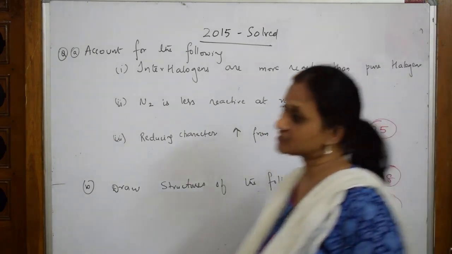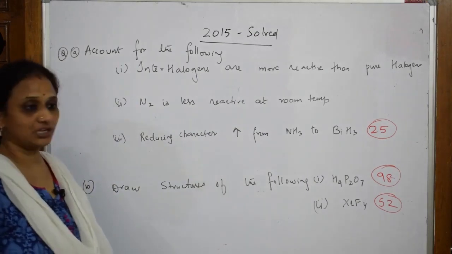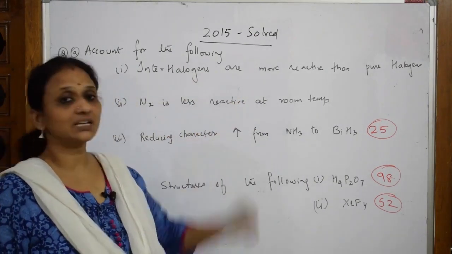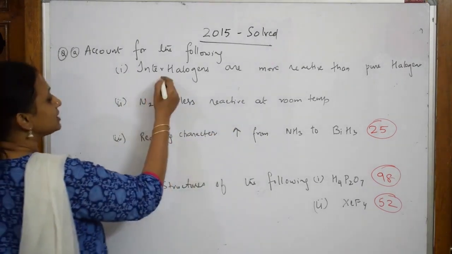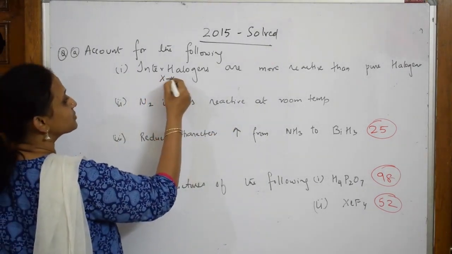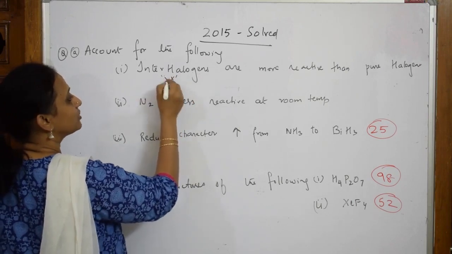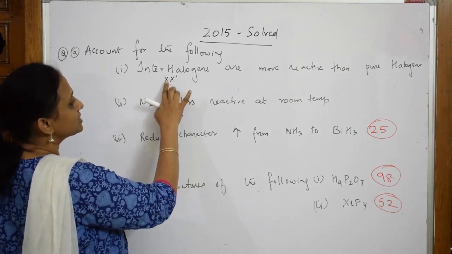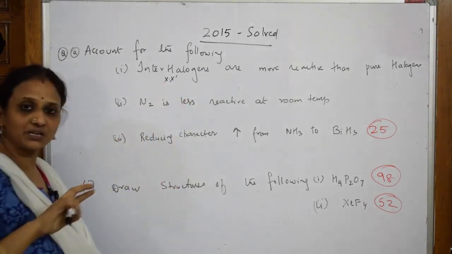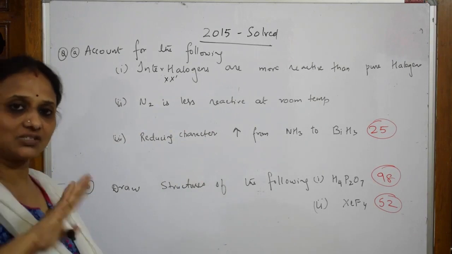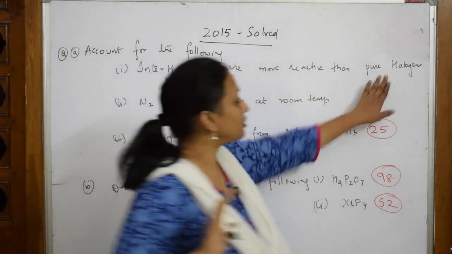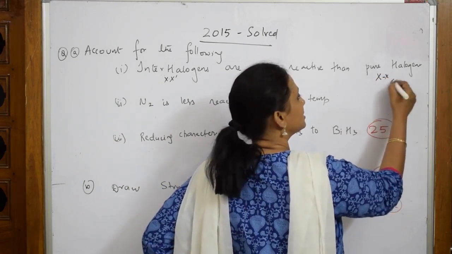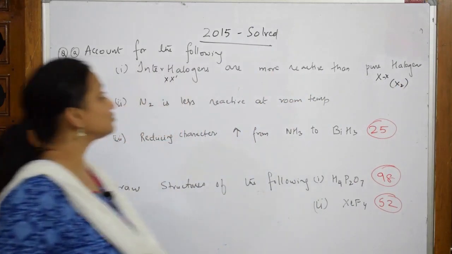Let's read the question. Again, the same question they've given us. Account for the following. I've been doing the same question in different board papers. So what do they give us? Interhalogen compounds are more reactive than pure halogens. That means interhalogen compounds, what are they represented with? X X', isn't it? This is your interhalogen compound: a larger element with a smaller element. If I say iodine and Cl, larger atomic radii iodine combines with Cl, larger and smaller. And pure halogens means it is X2, like X and X. Both are similar, X2. Then they asked us, why is it more reactive?